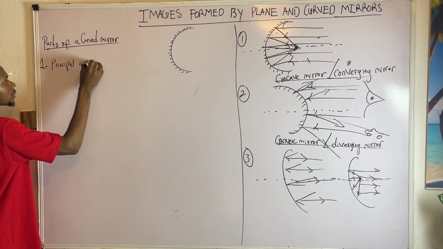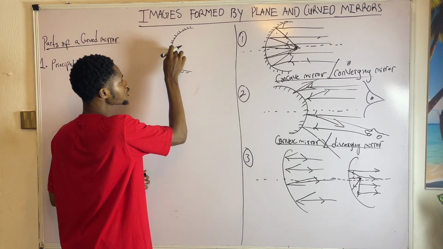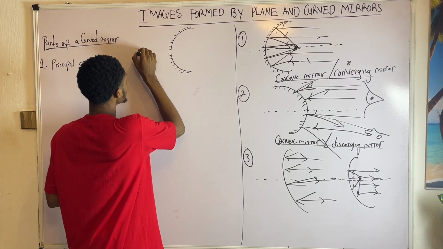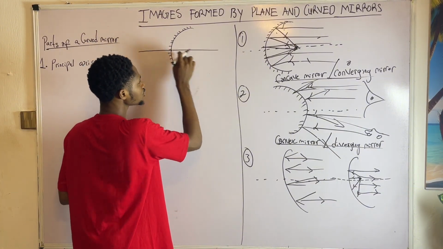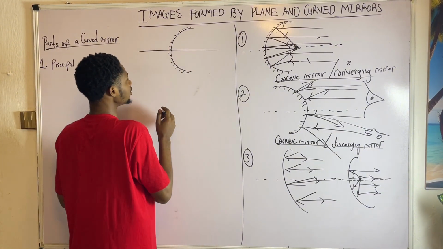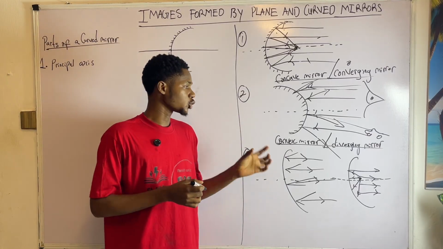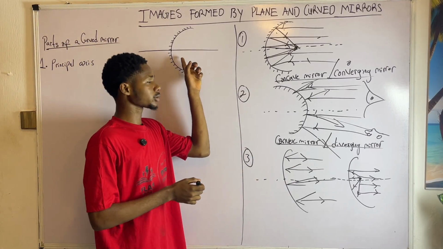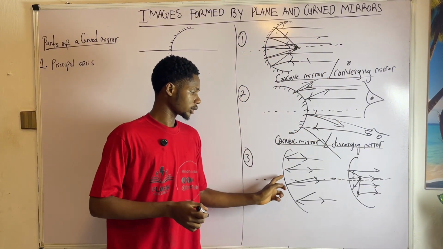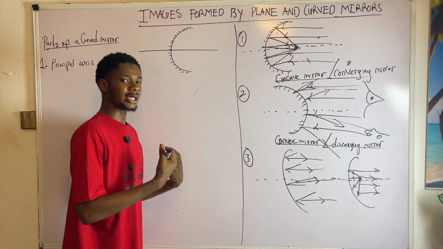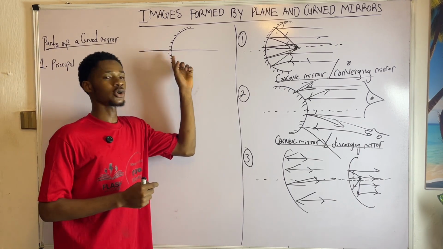Principal axis. The principal axis is a line that passes through the center of the curved mirror. So this straight line that I'll be drawing, that I did not give a name to while making it here, is what I call the principal axis. This dotted line you are seeing here, all of these are the principal axis. And the principal axis is simply a straight line that passes through the center of the curved mirror.